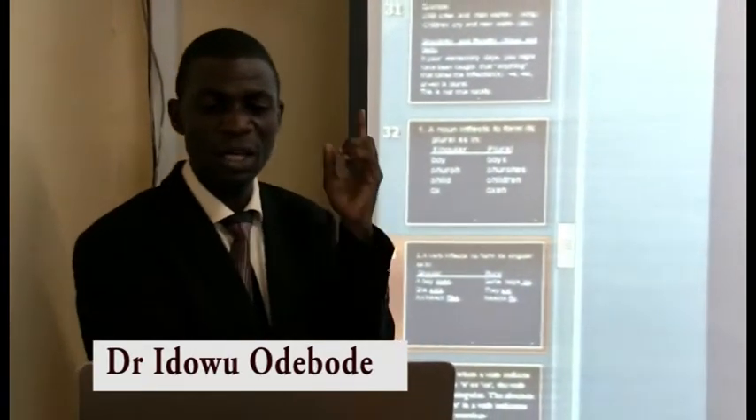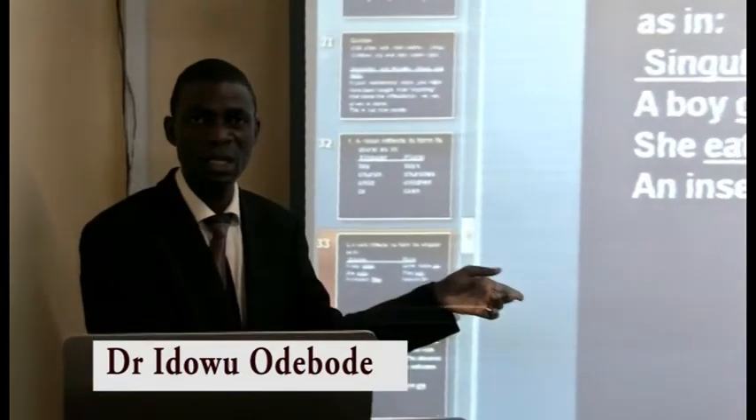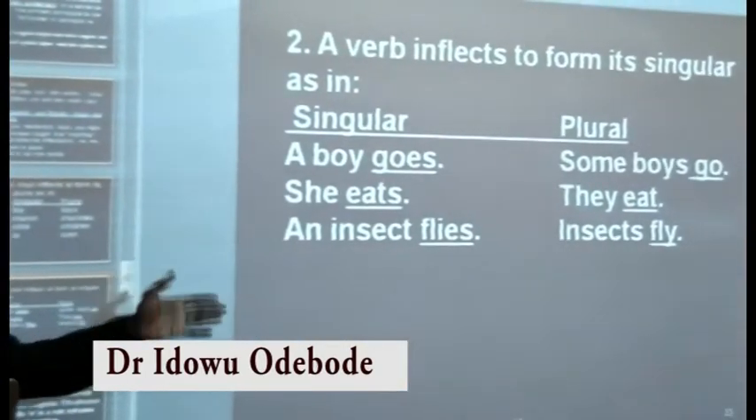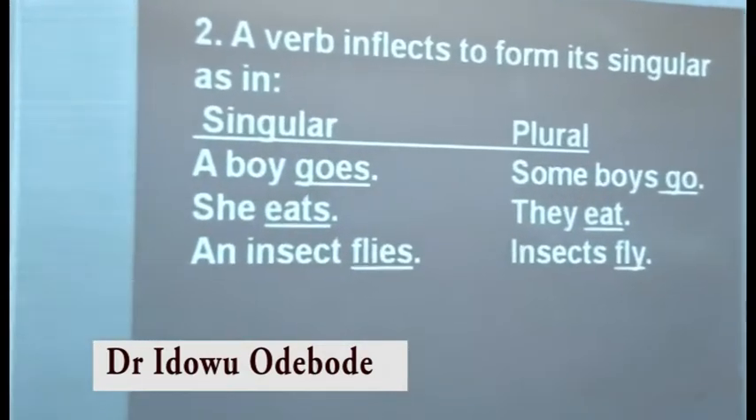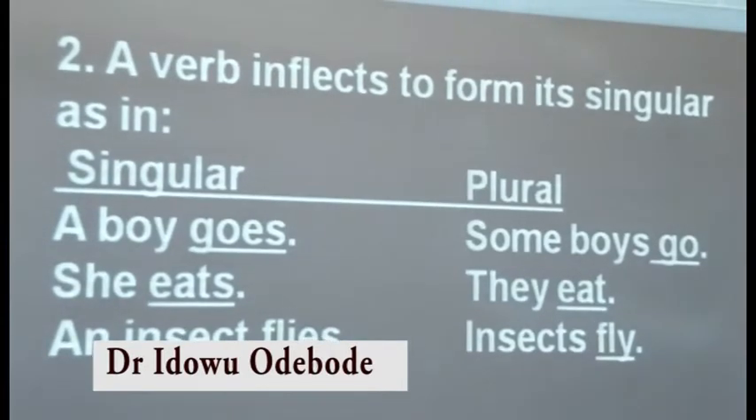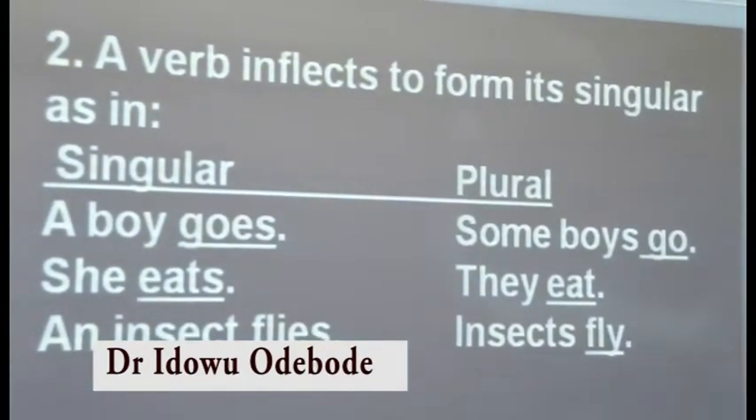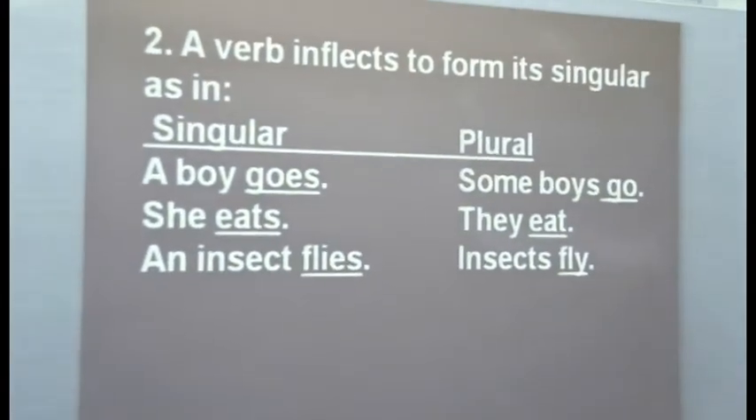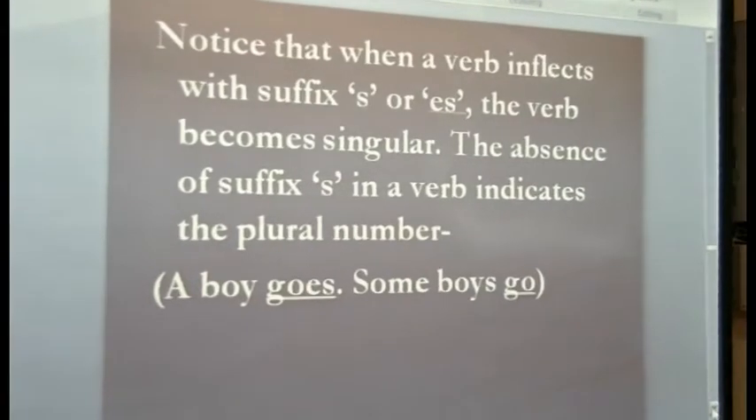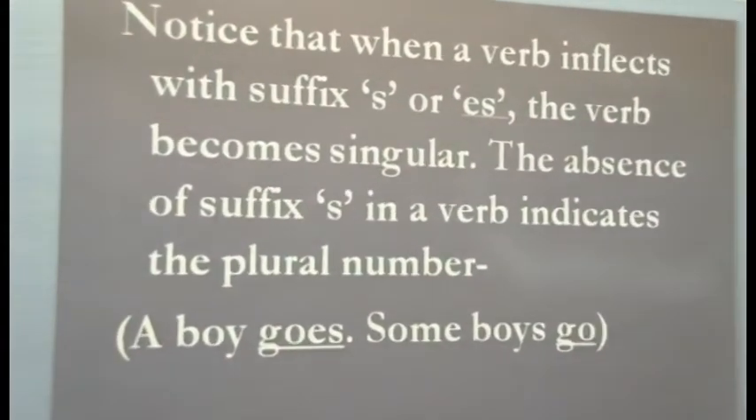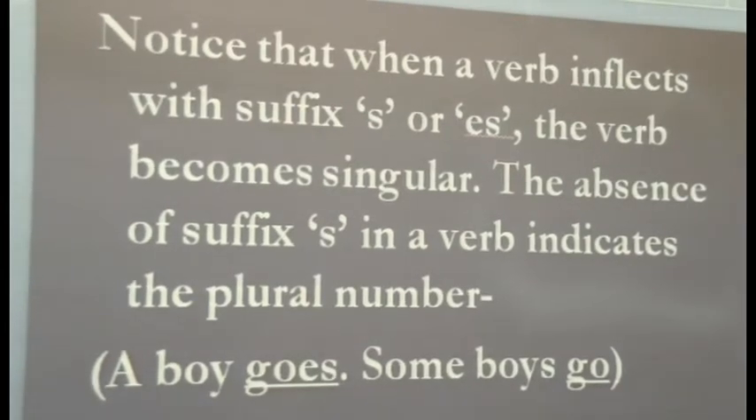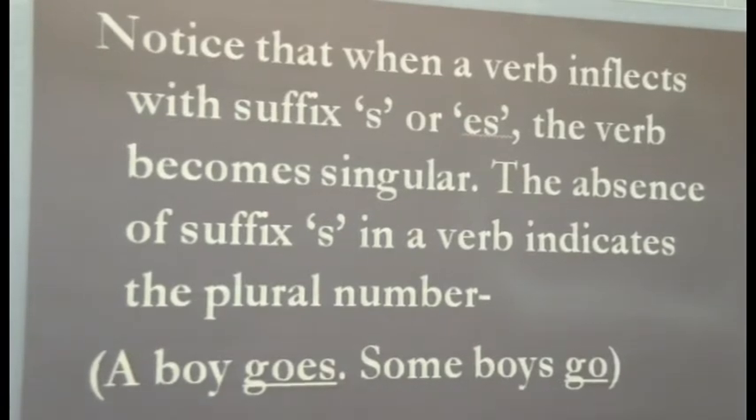Furthermore, consider it. The singular verb is eats. The plural is eat. She eats. They eat. Also, we have flies, singular, and fly, plural, under verb. An insect flies. Insects fly. Notice that when a verb inflects with suffix S or ES, the verb becomes singular. The absence of suffix S in a verb indicates the plural number. A boy goes, some boys go.